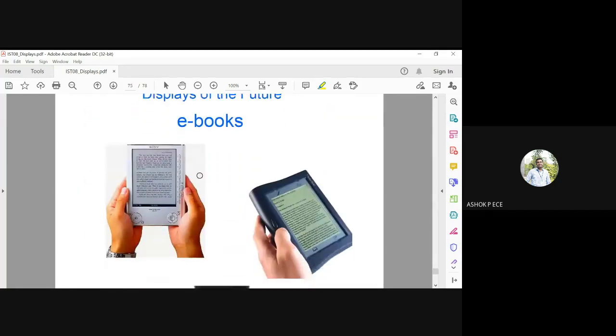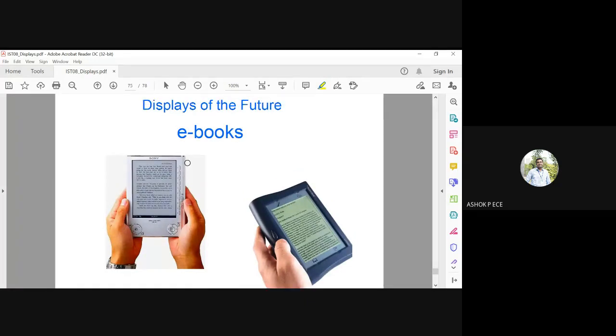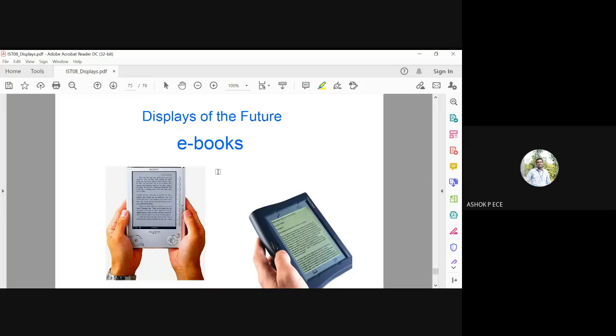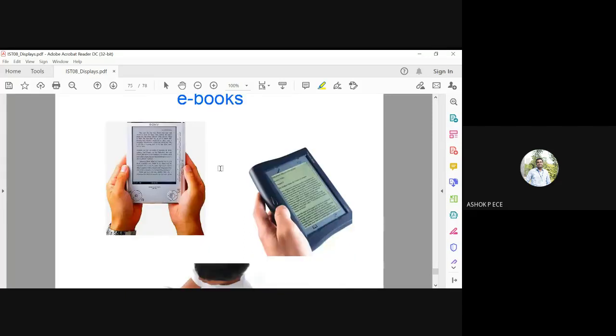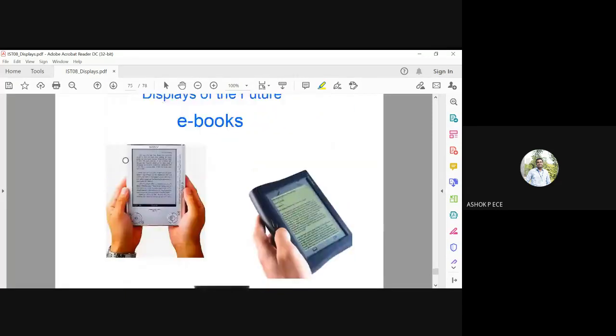The display of the future, you will have ebooks. Now we have Amazon Kindle, right? So you have e-book displays for reading your e-books. You have all those things coming exclusively for reading your books. You can load the displays with books, and you can use the display exclusively for reading, moving from one page to another, picking up a book from a list of books to be read. So those things are already available.